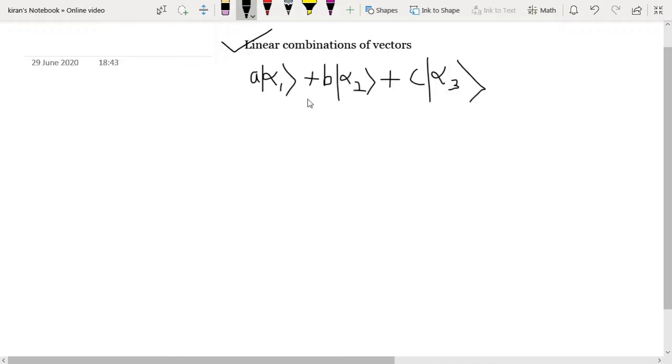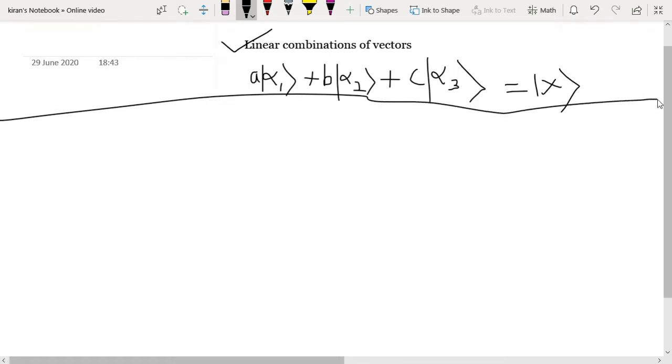So these vectors alpha 1, alpha 2 and alpha 3 are linearly combined together to form, obviously, some vector. Let me call it some vector chi. And as you know, vector addition is closed. What I mean by closure is that by adding two vectors, you will get a vector from the same set. This also belongs to the same vector space. So that's about linear combination.